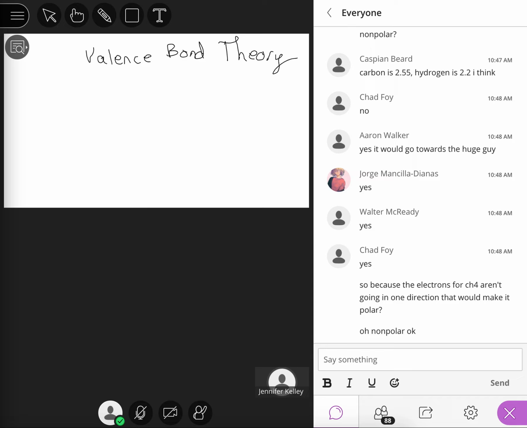Right? So with this, we get hybrid orbitals. For this stage of learning about valence bond theory, we're going to assume that all the terminal atoms aren't hybridized. And by terminal, I mean the ones on the outside at the end. So only the central atom is going to hybridize.